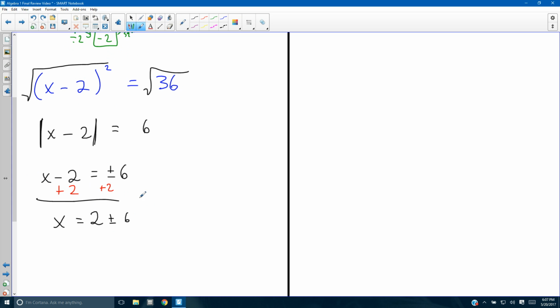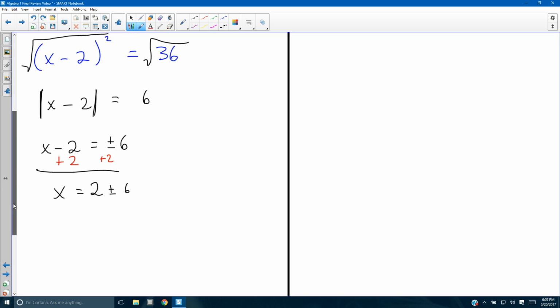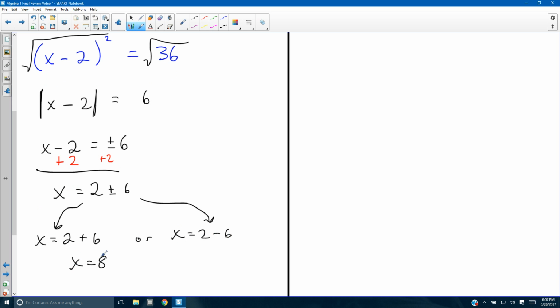Now 2 plus 6 and 2 minus 6 can simplify even further, so I'm going to do that. x can either equal 2 plus 6 or x can equal 2 minus 6. Now 2 plus 6 is 8, or 2 minus 6 is negative 4. These are your two answers to the original question.